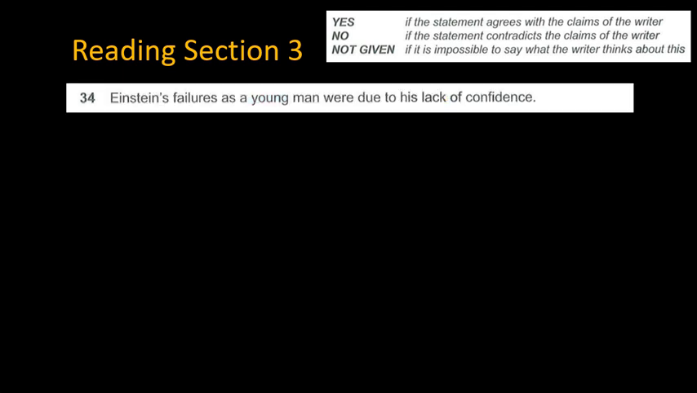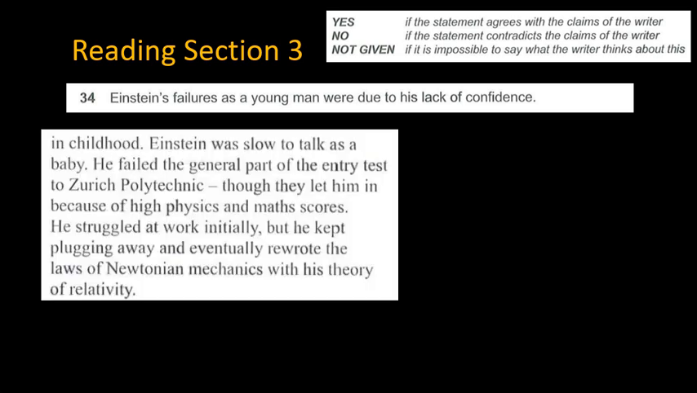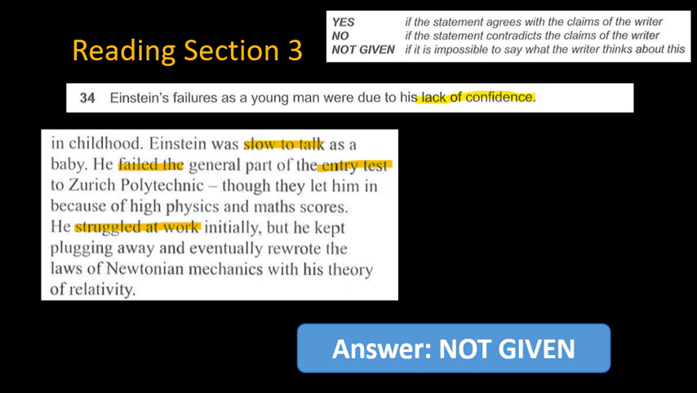34. Einstein's failures as a young man were due to his lack of confidence. Here's a bit about Einstein, and also failed. So it said he was slow to talk as a baby, he failed the general test of the entry exam, and at work he struggled a bit. But it doesn't mention anything about his level of confidence. He may have been confident, he may not. The answer is not given.